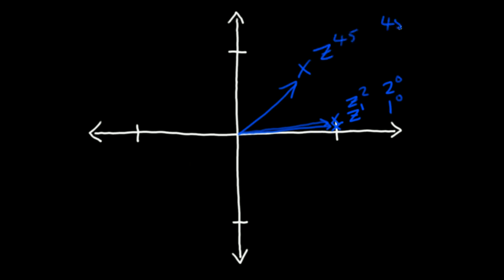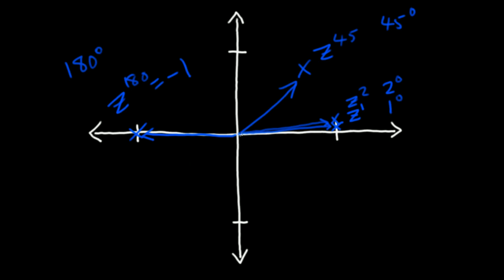It's 45 degrees around the circle. Now where would z to the 180th power be? It would be a half turn around the circle to this point right here. Z to the 180th power is 180 degrees around the circle, and of course z to the 180th is equal to -1. Now what's z to the 360th?